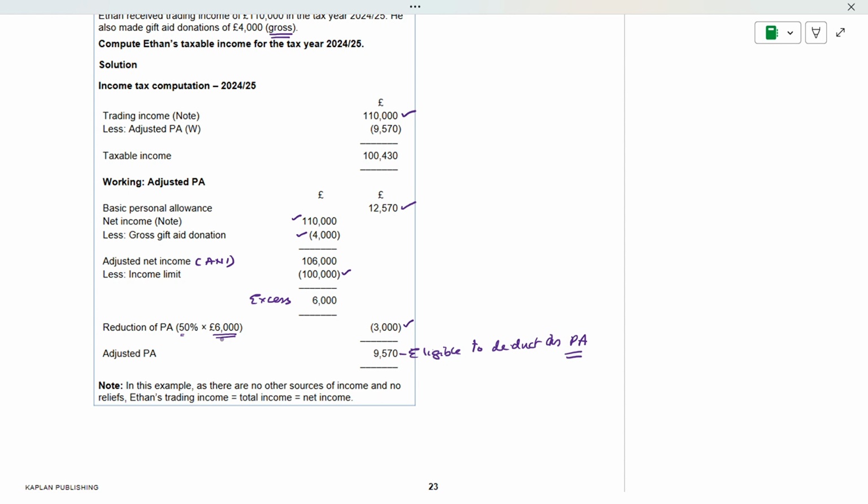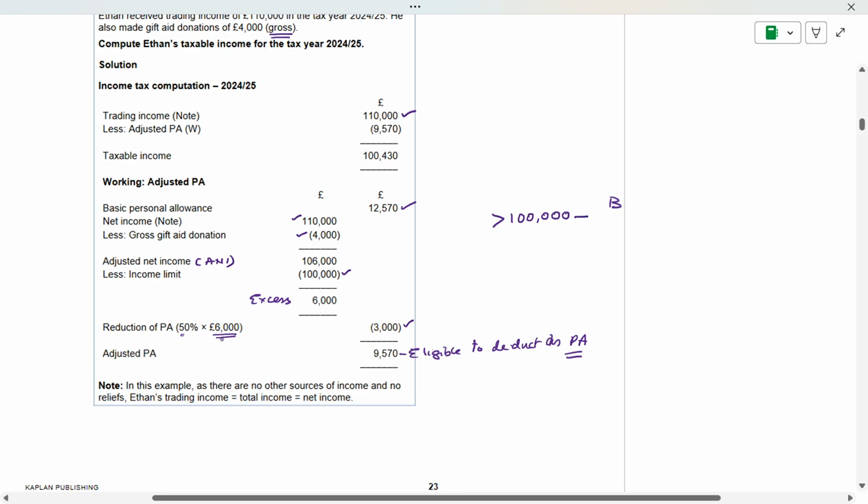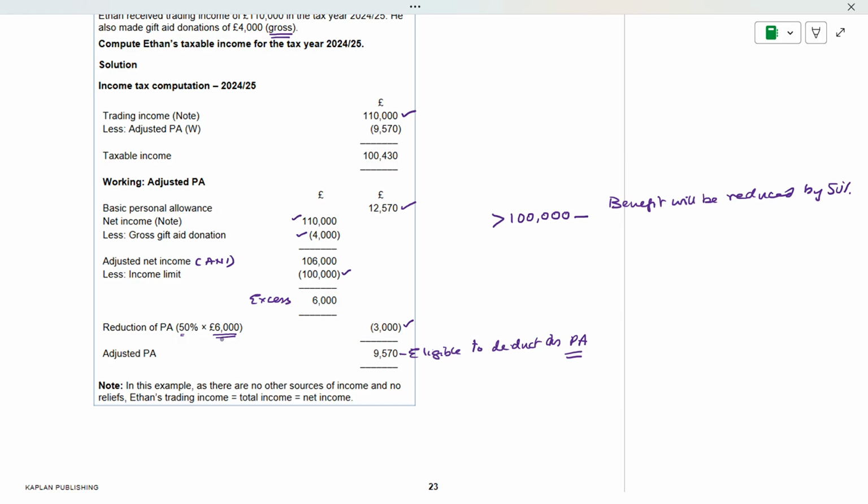No, there is no relation to tax. Reduction in personal allowance: if your income is more than 100,000, then the benefit will be reduced by 50%. It means you are not getting 12,570. You will not get the full 12,570.